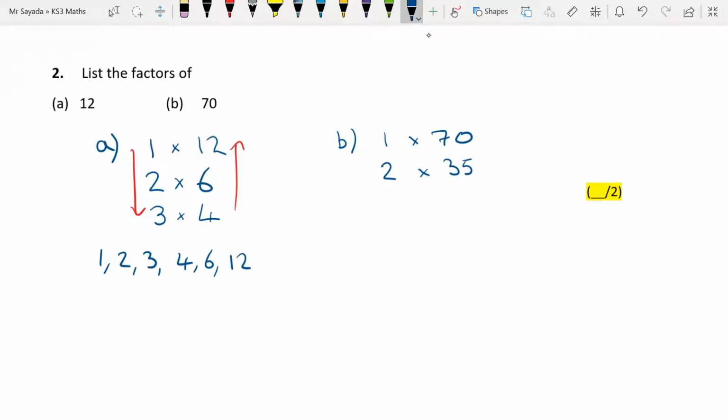Let's find out now if 70 divides by 5. Do you think 70 divides by 5? Say your answer to the video now. Yes, it does. How do you know it divides by 5? Say your answer to the video.